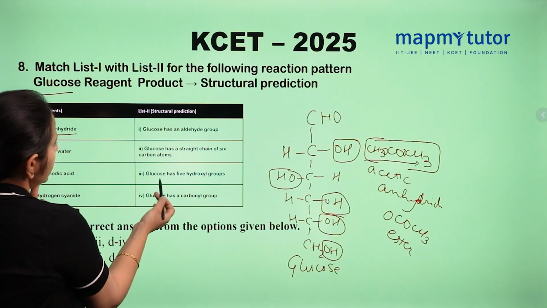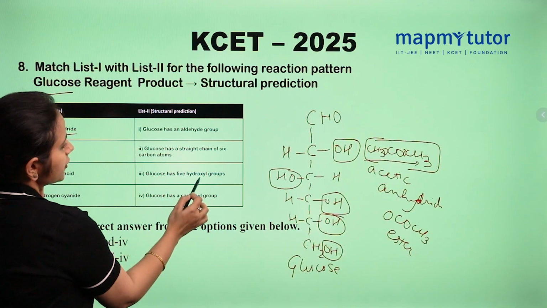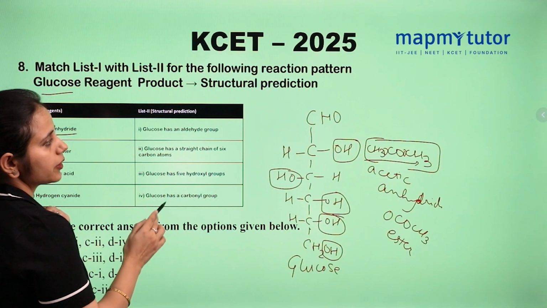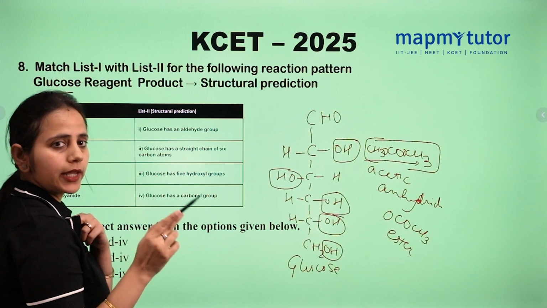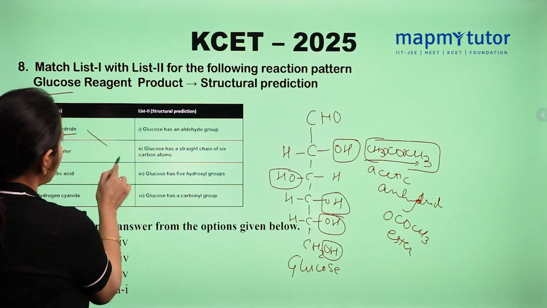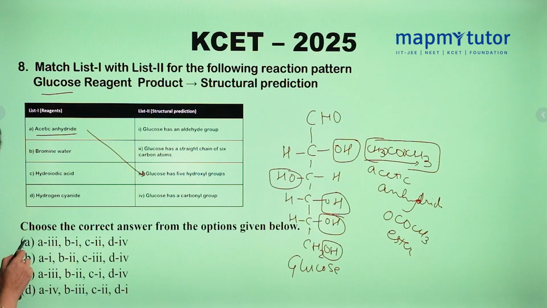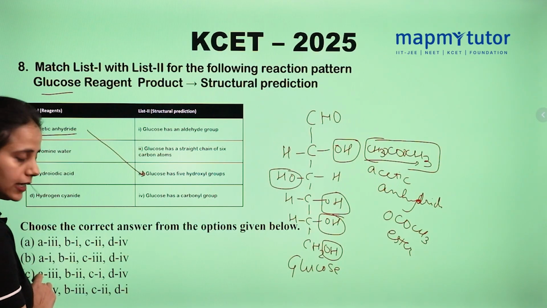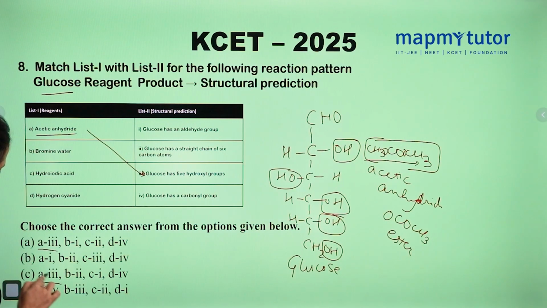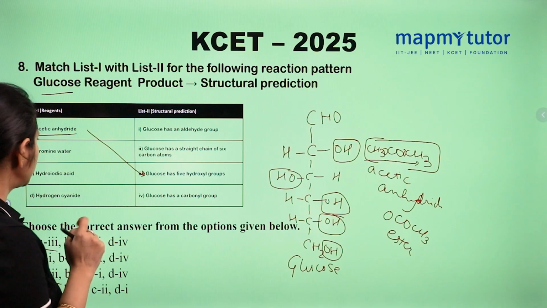Is there any option like that? Yes, acetic anhydride can go with this. Glucose has 5 hydroxyl groups, and we can predict that by reaction of glucose with acetic anhydride. So A will match with 3. In options A and C, A is with 3. So we can rule out options B and D. Now we need to search only between 2 options.